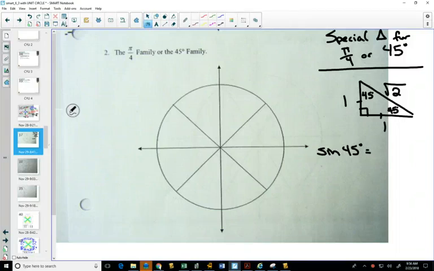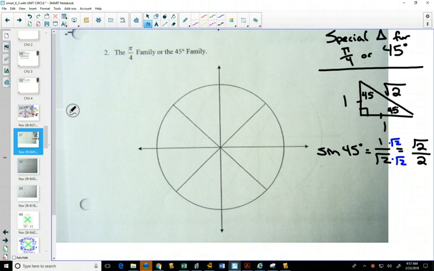Well, sine is opposite over hypotenuse. The opposite side is 1. My hypotenuse, root 2. And when we write our values on our unit circle, we're going to rationalize. Remember, to rationalize the denominator, you can multiply the top and bottom by root 2, and this would give you square root of 2 over 2. But if you're asked what's sine of 45 degrees, you're allowed to write 1 over root 2 or root 2 over 2. Either is fine.